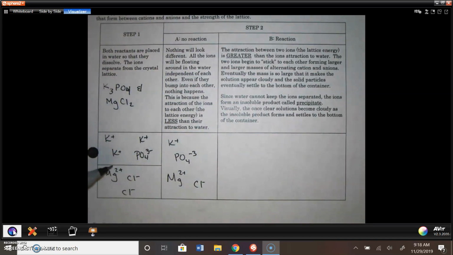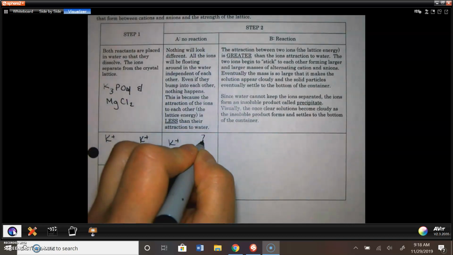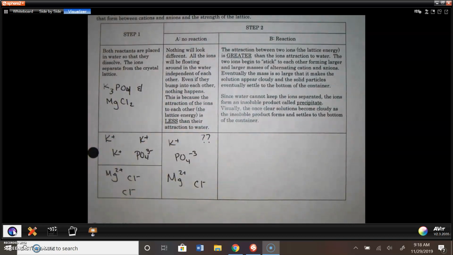There would be no attraction between this ion and that ion, this one and that one, and likewise anywhere else. That may or may not be true in this case, so I'm going to put a question mark because I'm going to look at solubility rules to help figure it out. If there is an attraction between two of the ions, those ions will start to stick together. And again, we're going to use the lattice energy to figure that out.